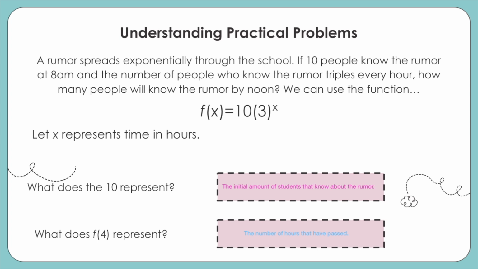So what does that 3 represent? Well, the 3 represents the number amounts of things that we're tripling here, right? So it said triples every hour, and since we know that it's tripling, that's the same as 3, so that's where that 3 comes from. Now let's try some practical problems on our own.